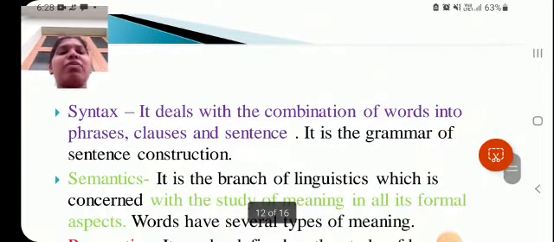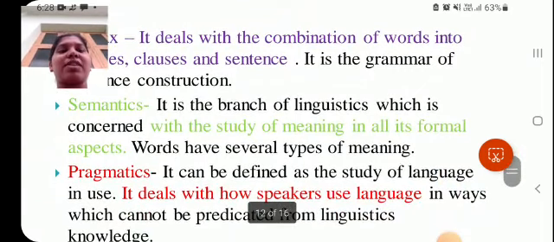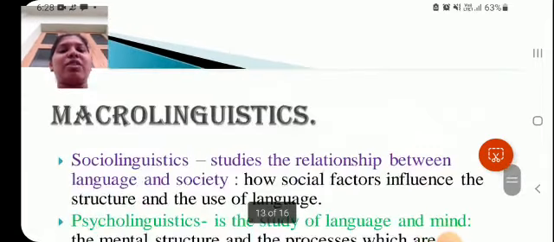Syntax, it deals with the combinations of words into phrases, clauses and sentences. Semantics, which deals with the meaning of forms and absence. And pragmatics, it deals with how the speaker uses language.